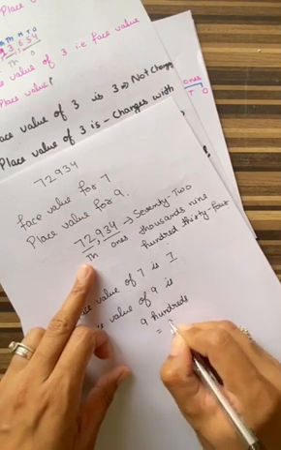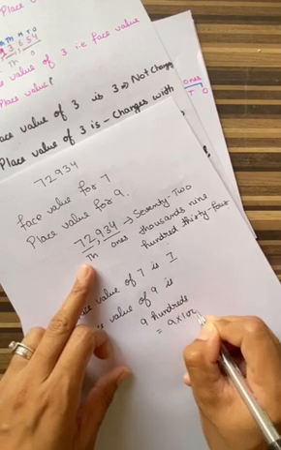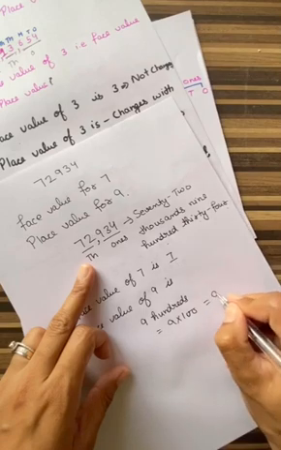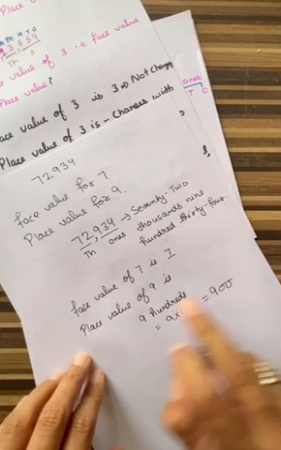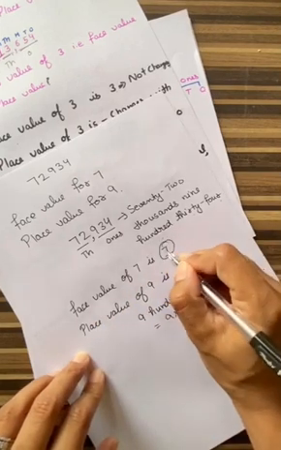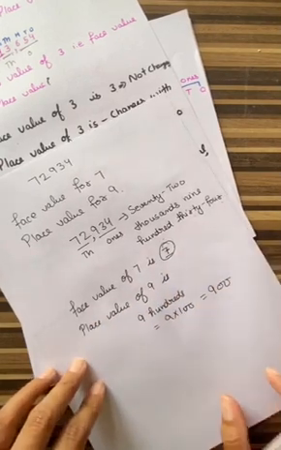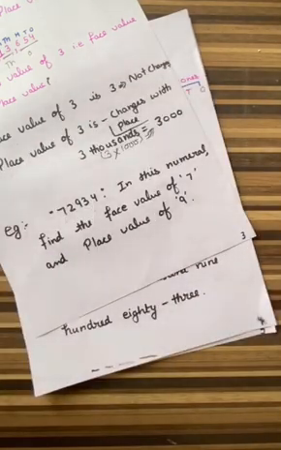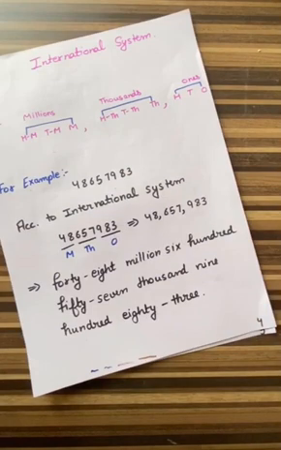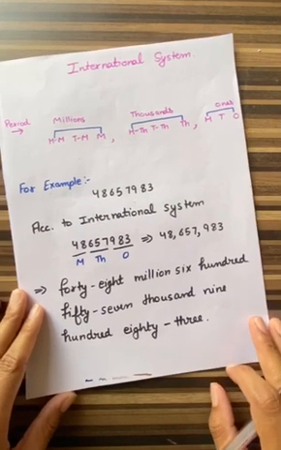So we will write it as 9 into 100, that is 900. So the place value of 9 is 900, and the face value of 7 is 7. I think you are very clear with face value and place value. Okay, let's move further towards our next topic, and our next topic is the international system.